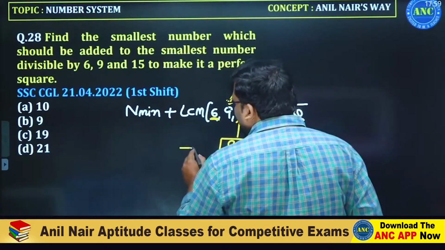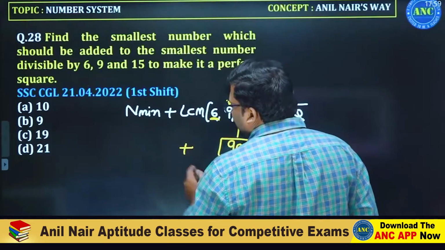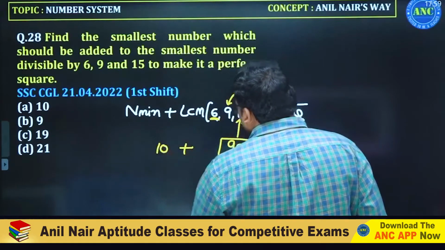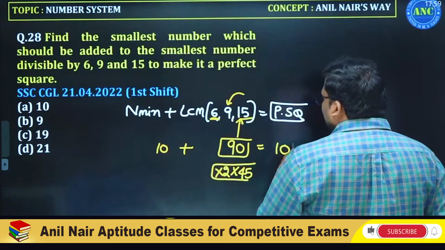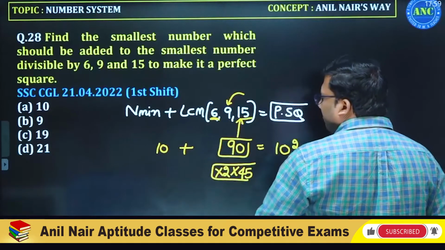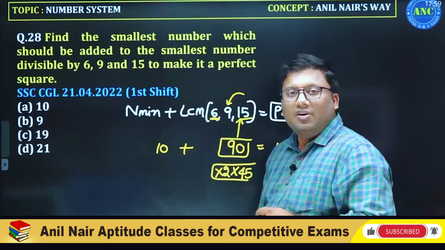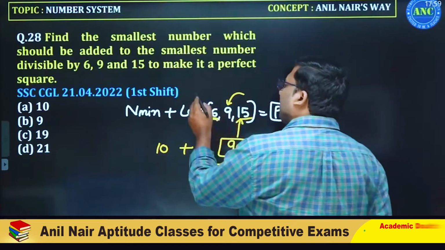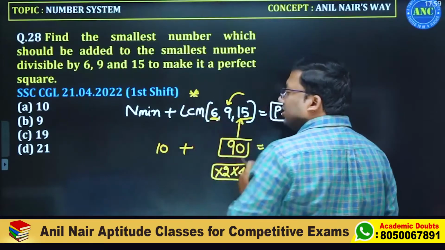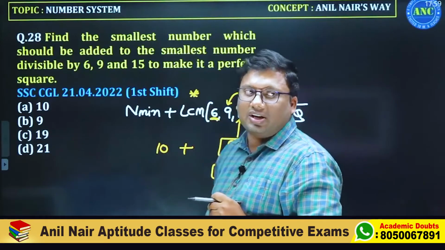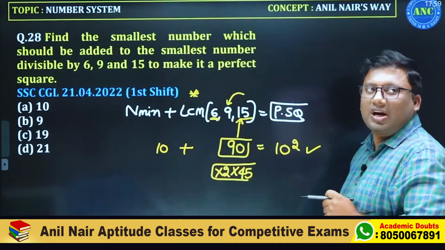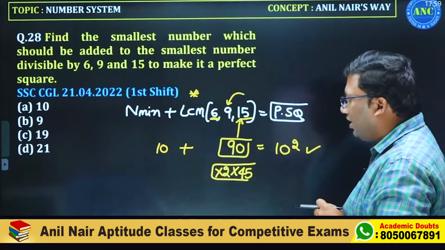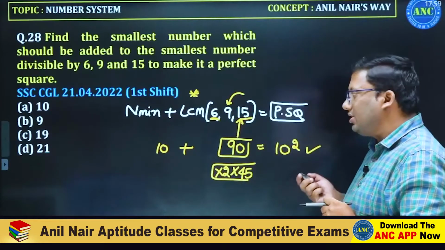How much should be added to 90 to make it a perfect square? First option, 10. 90 plus 10 is 100. 100 is 10 square, which is a perfect square. I hope the idea is clear how to find the LCM of numbers with basic foundation related properties. I hope the concept is very much clear to you. 10 plus 90 is 100.